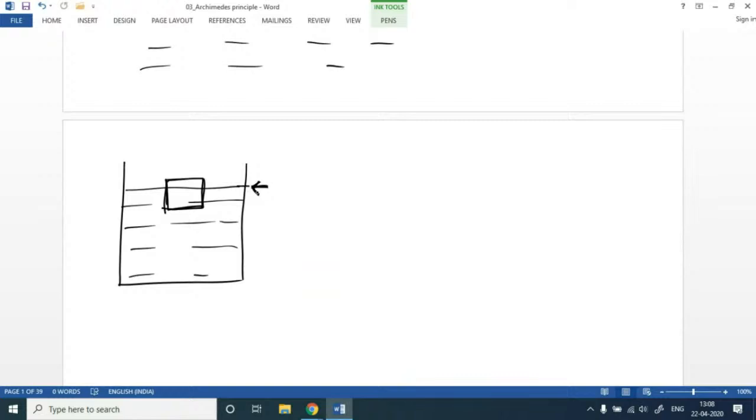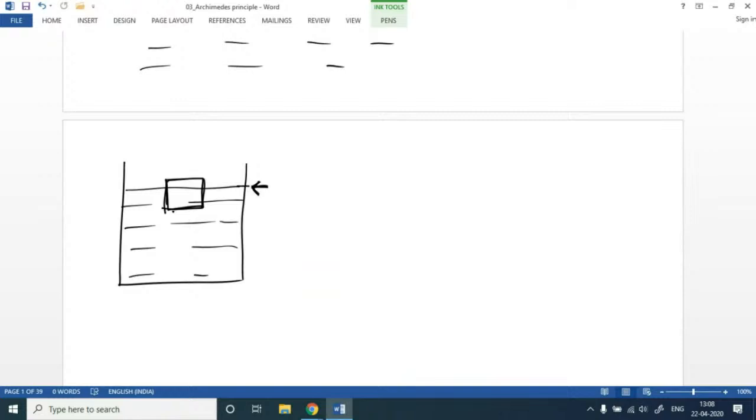Again, I am repeating, before melting, the ice is displacing liquid equal to its own mass. But when it melts away, what will happen? The ice will get converted into water itself. So how much water will it get converted into? It will get converted into water of the same mass as the ice had.